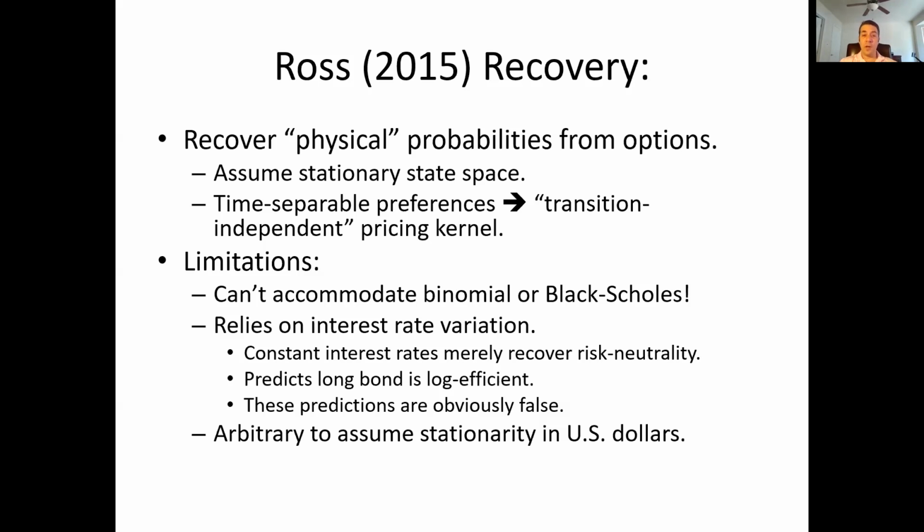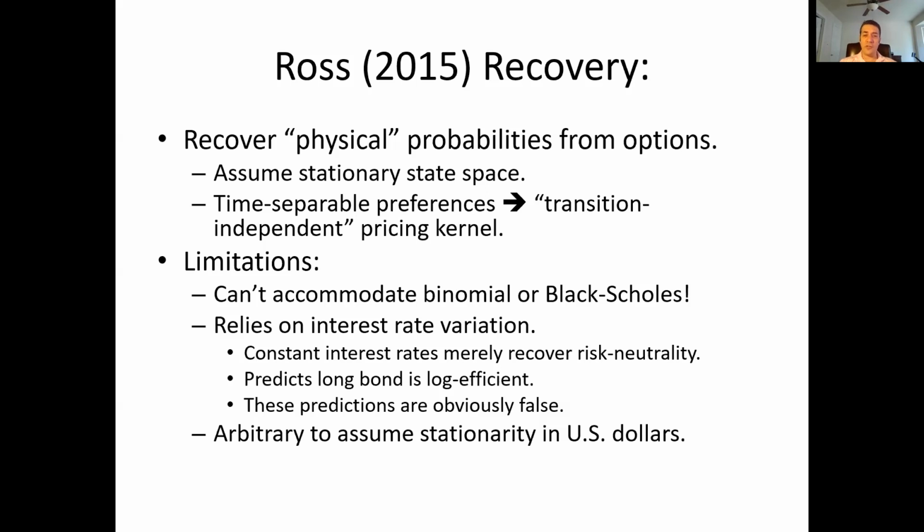Okay. That sounds good, but for one thing, I said there's a stationary state space, and that's going to depend on the numeraire. Right? Perhaps even worse, this stationary recovery theory can't accommodate the binomial model or the Black-Scholes model. Right? And I'm pretty sure that Steve Ross was familiar with the binomial model. Right? But on an empirical basis, recovery theory relies on interest rate variation. And the only prediction of recovery theory is that the long bond is log efficient. It has the highest mean for the smallest log risk. And that's obviously false because there are a lot of strategies in fixed income alone that outperform the long bond. Right? The long bond earns a very small return premium.